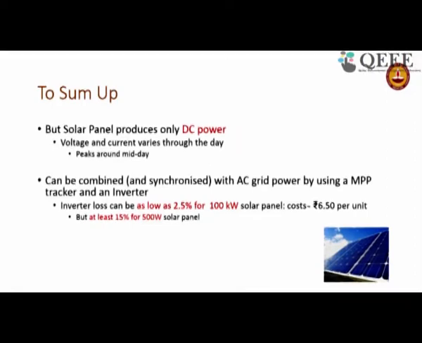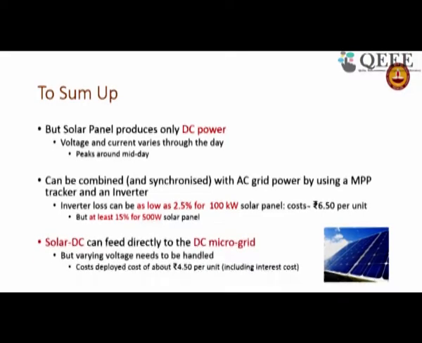But suppose I want to put a 500 watt solar panel on my rooftop, that DC to AC converter may lose 15% of the power. So I put in 500 watts, 75, 80 watts goes away straight away. That's where my concern is, and that's what we want to optimize, and that's the reason we are talking about solar. DC can feed directly to a DC microgrid, but varying voltage needs to be handled, and the cost can be as low as 4 rupees 50 paise per unit. This is including interest costs, including everything.